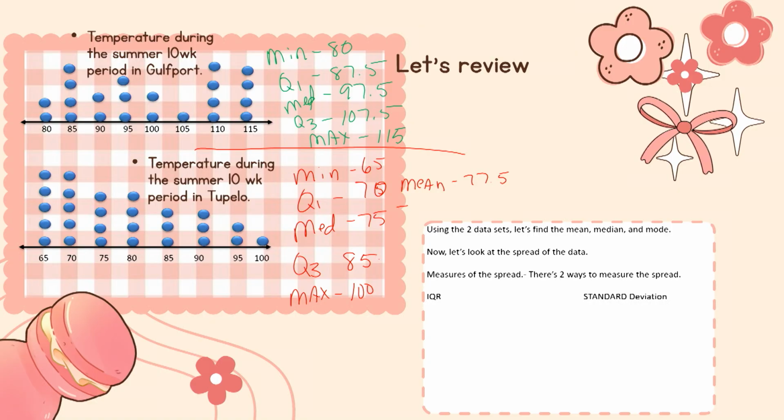Now let's look at the spread. Obviously they have different shapes. We have more of a skew for Tupelo where we don't so much for Gulfport. So then we can measure and compare their different spreads. To do that, we look at our IQR and our standard deviation.